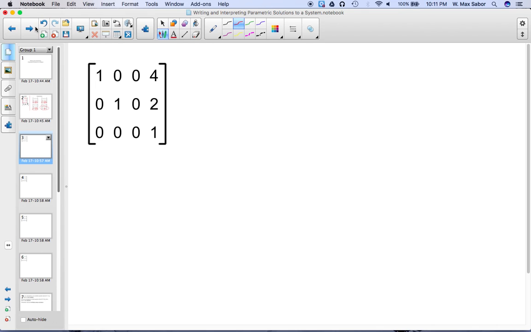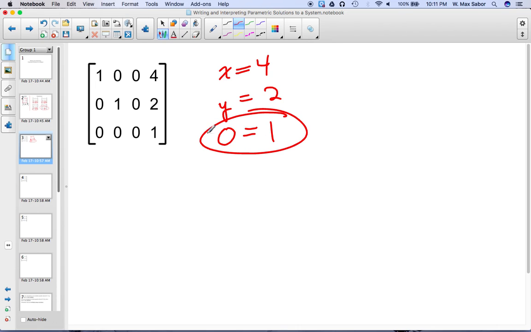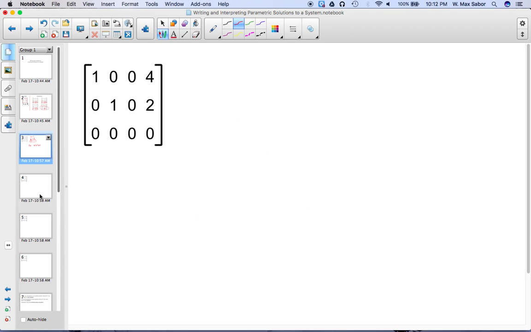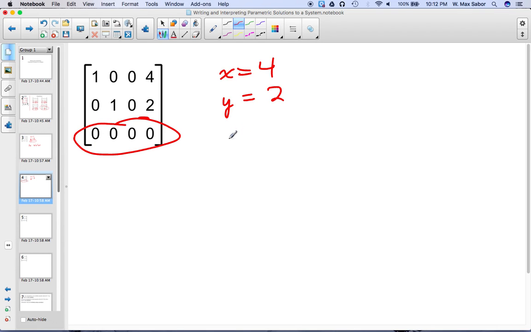So the solution set. First of all, what this means, let's write these equations out. x equals 4, y equals 2, 0 equals 1. When does this happen? Well, when is 0 equal to 1? That's no solution. Here we have x equals 4, y equals 2, and this is 0 equals 0. When does that happen? Always. So this is infinitely many solutions.